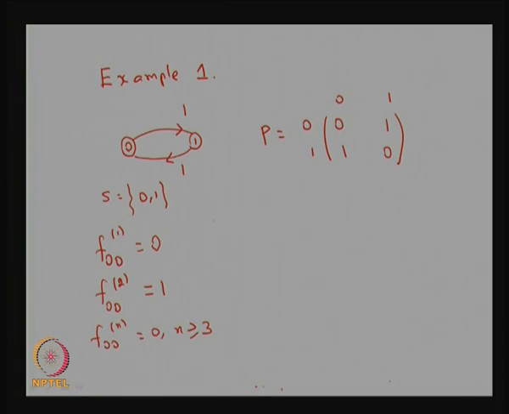Now, if you try to find out capital F00, that is the probability of ever visiting state 0 starting from state 0, that is the summation of F00 superscript n for n varying from 1 to infinity. If you sum it up, that is going to be 1. Since F00 is equal to 1, you can conclude the state 0 is a recurrent state.